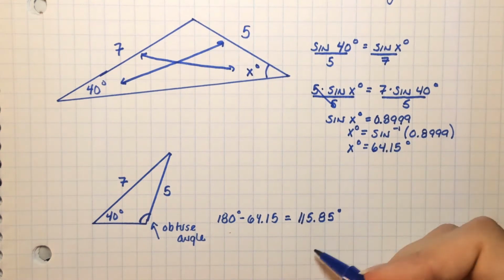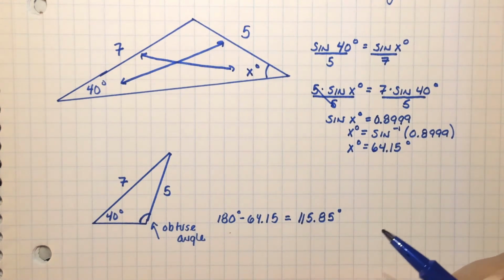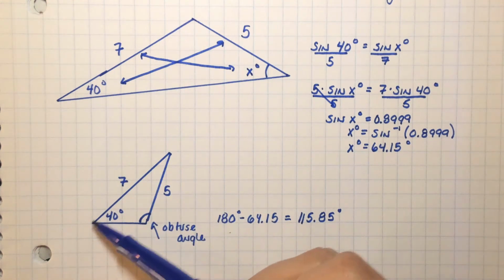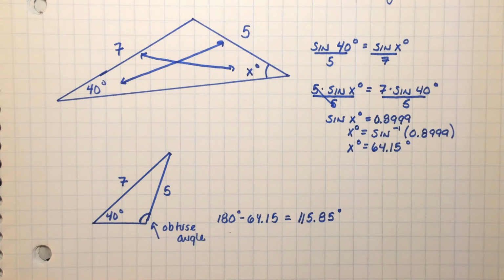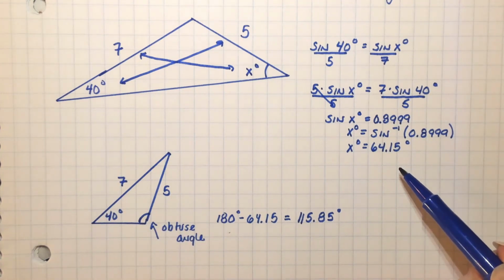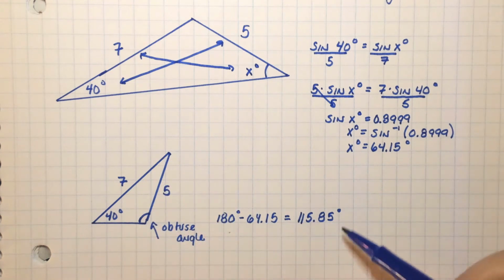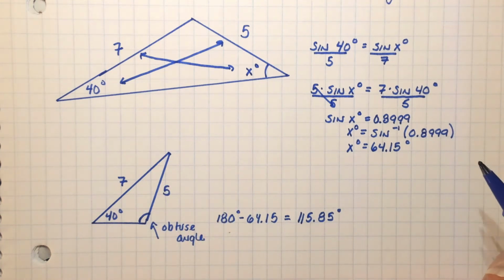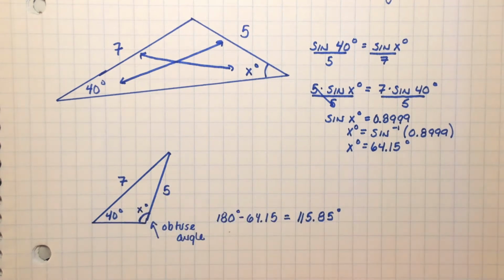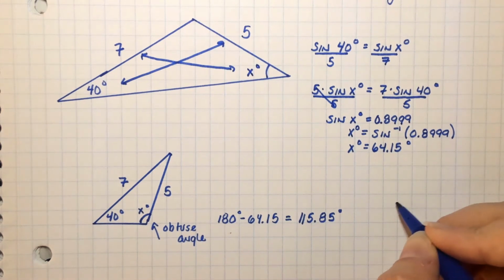There are actually two correct answers. One of them where 7 is on the medium side, and one of them where 7 is on the long side. Where 7's on the medium side, your angle comes out to be 64.15. When 7's on the long side, it comes out to be 115.85 for the angle across. So because there's two possibilities, you can't have a congruence theorem because you don't really know if they're congruent.